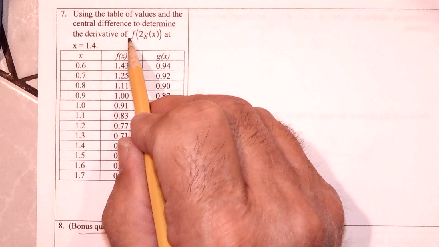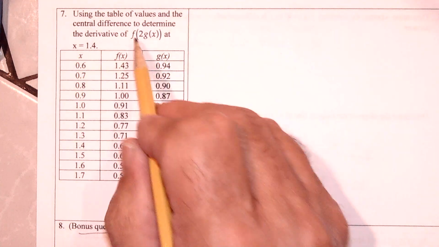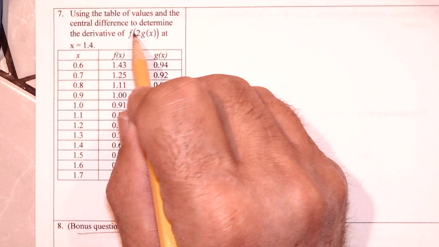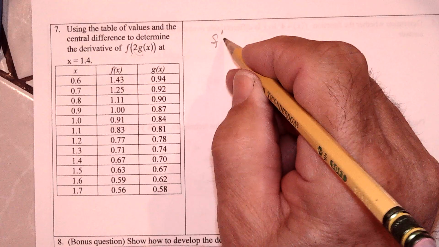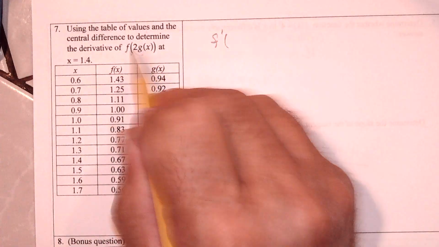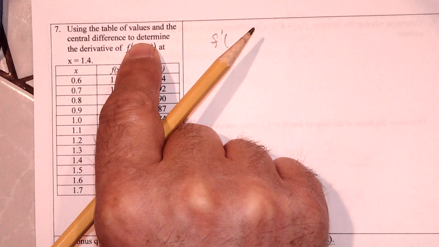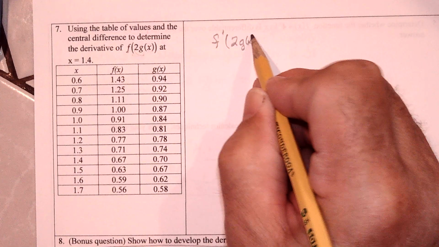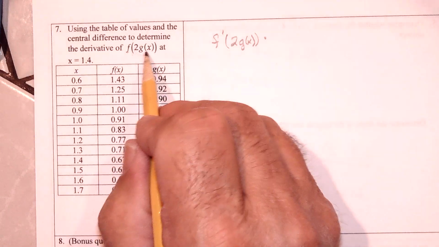We have to find the derivative of f of 2 times g of x. So we've got a function inside a function, so we have to do chain rule. The derivative of the big picture is f of something, so it's f prime of the inside. We don't do anything to the inside when we take the derivative of the big picture. It's f prime of whatever's inside, 2g of x, times the derivative of the inside.